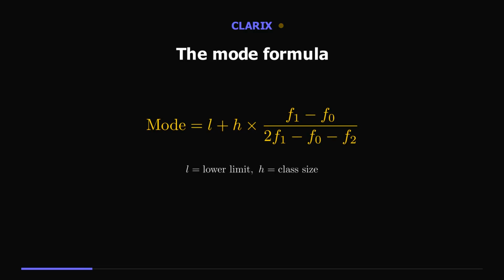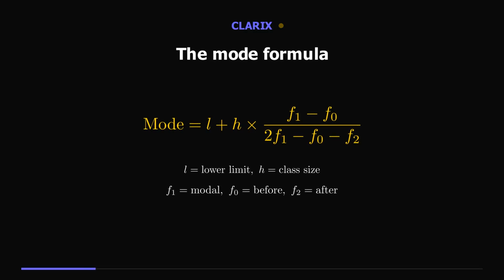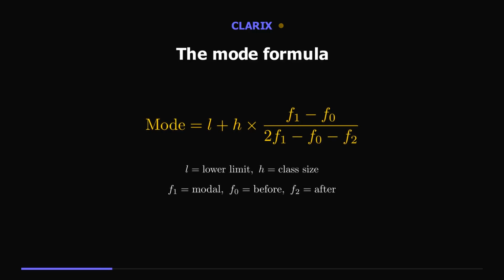Mode equals L plus H times F1 minus F0 all over 2F1 minus F0 minus F2. Let's name the symbols. L is the lower limit of the modal class, H the class size, F1 the frequency of the modal class itself, F0 the frequency of the class just before it, and F2 the frequency of the class just after it. The denominator is 2F1 minus F0 minus F2.